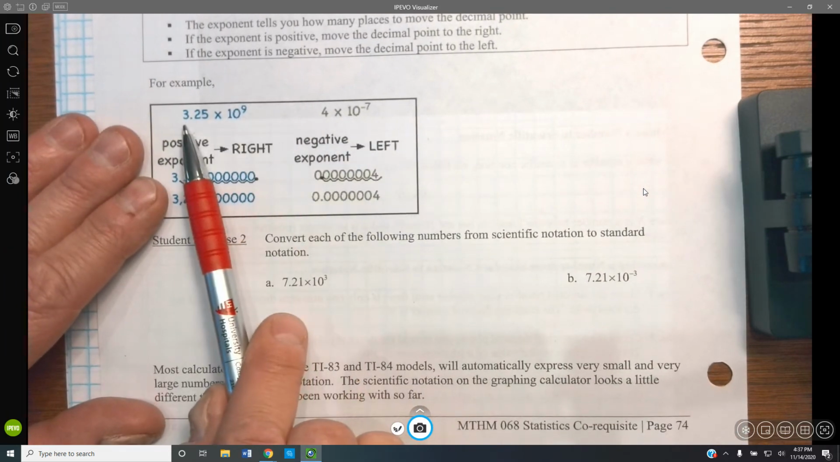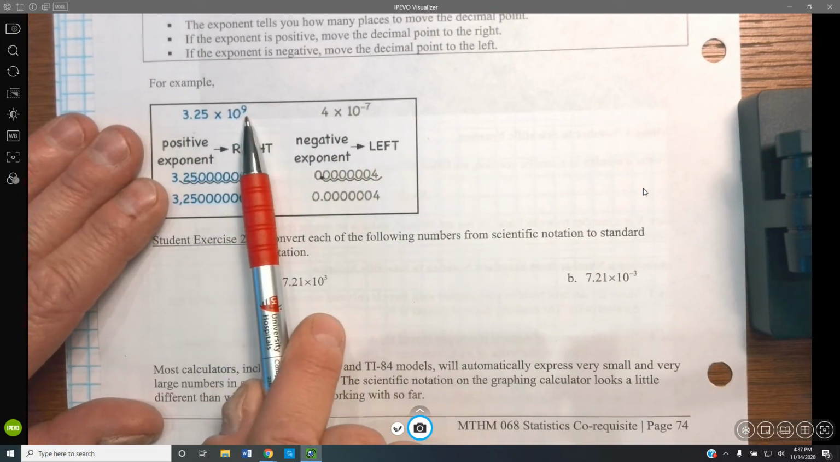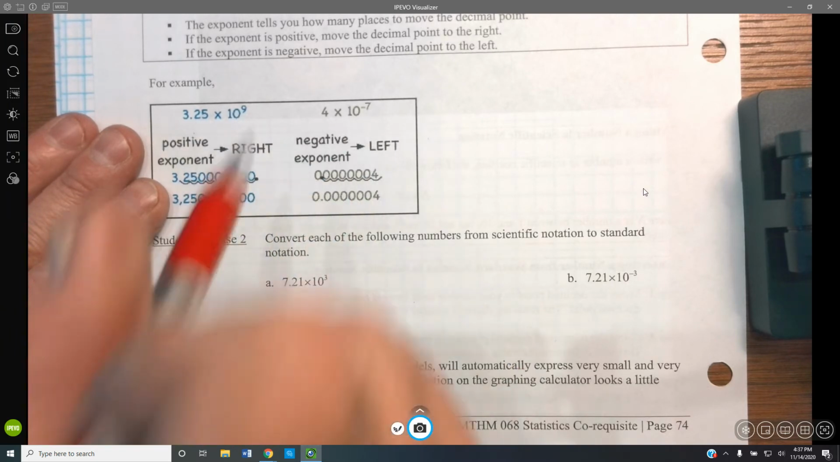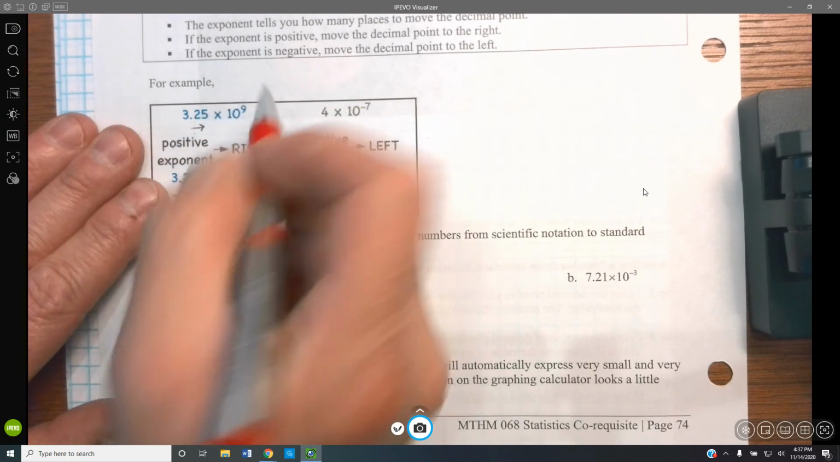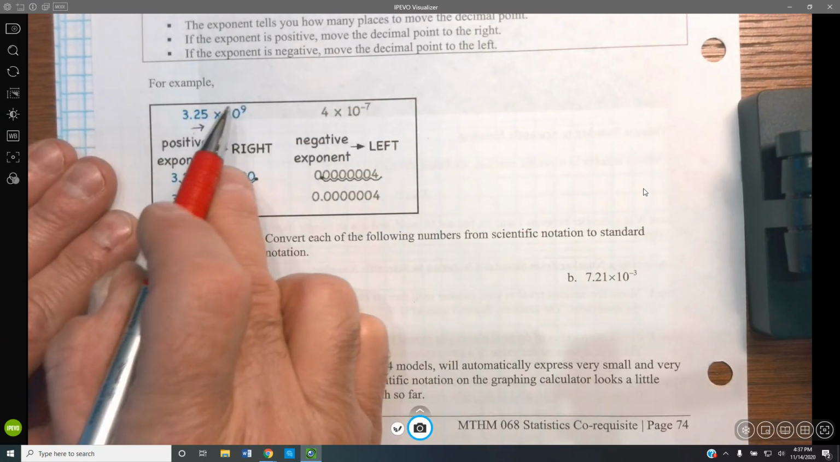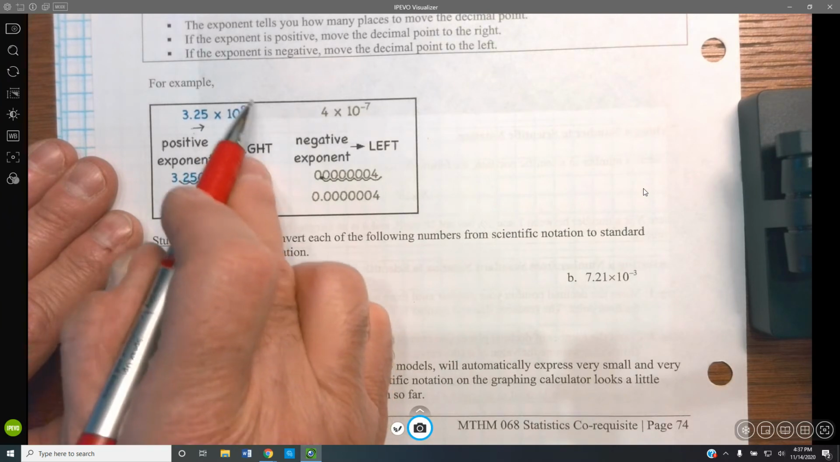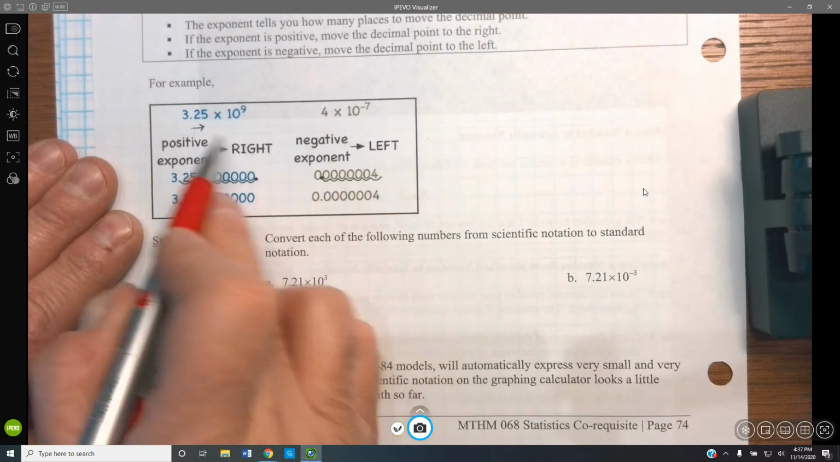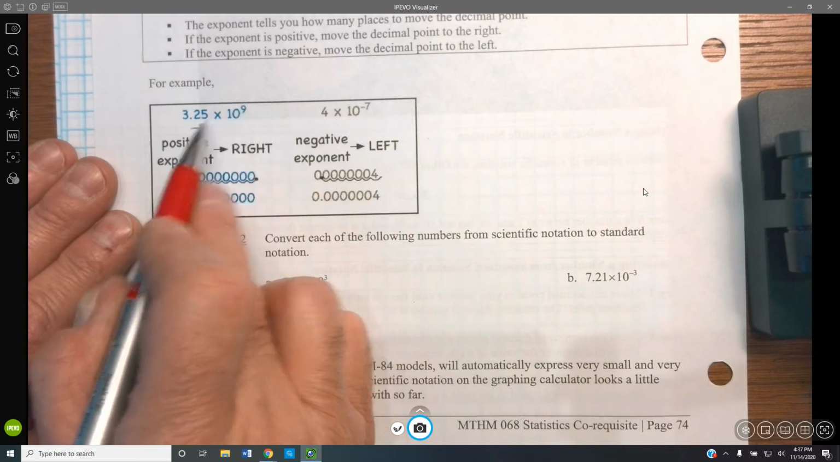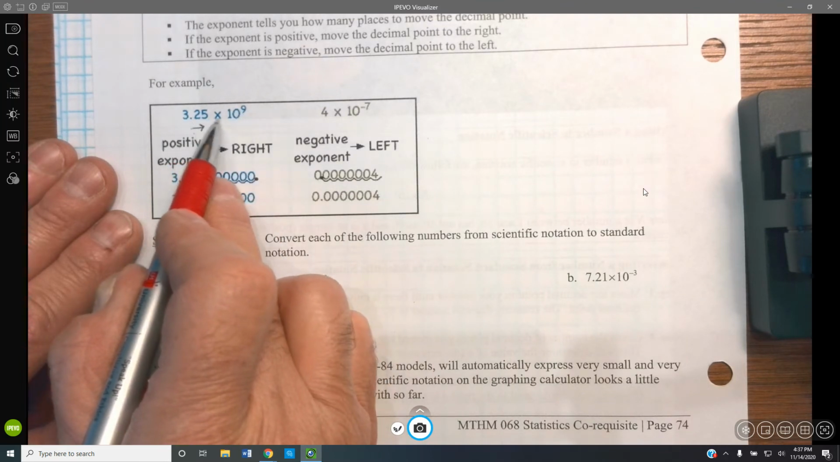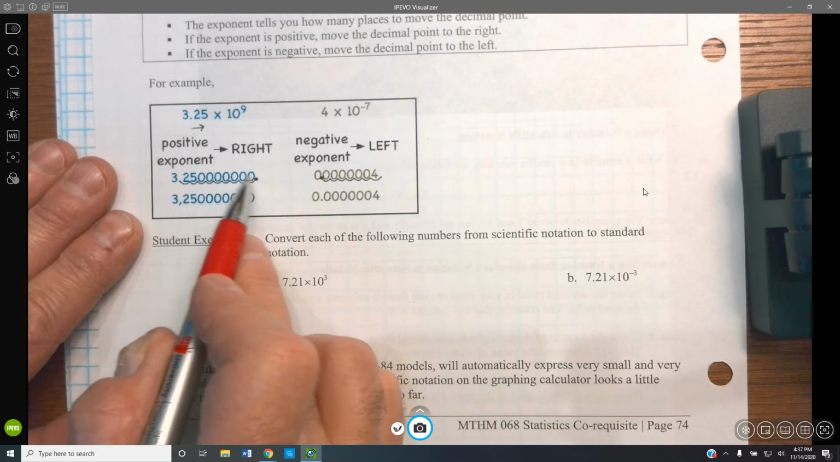If you give me a number, 3.25, and you tell me it's a positive exponent, I know the decimal has to go to the right. How do I know it has to go to the right? Because if I move it to the left, the number will be smaller than 1, and this is a number which is greater than 1. I know that because it's a positive exponent. So I would move that decimal 9 positions, 2 of them just to get to the other side of the 5, and then 7 more, and I would fill those in with zeros.